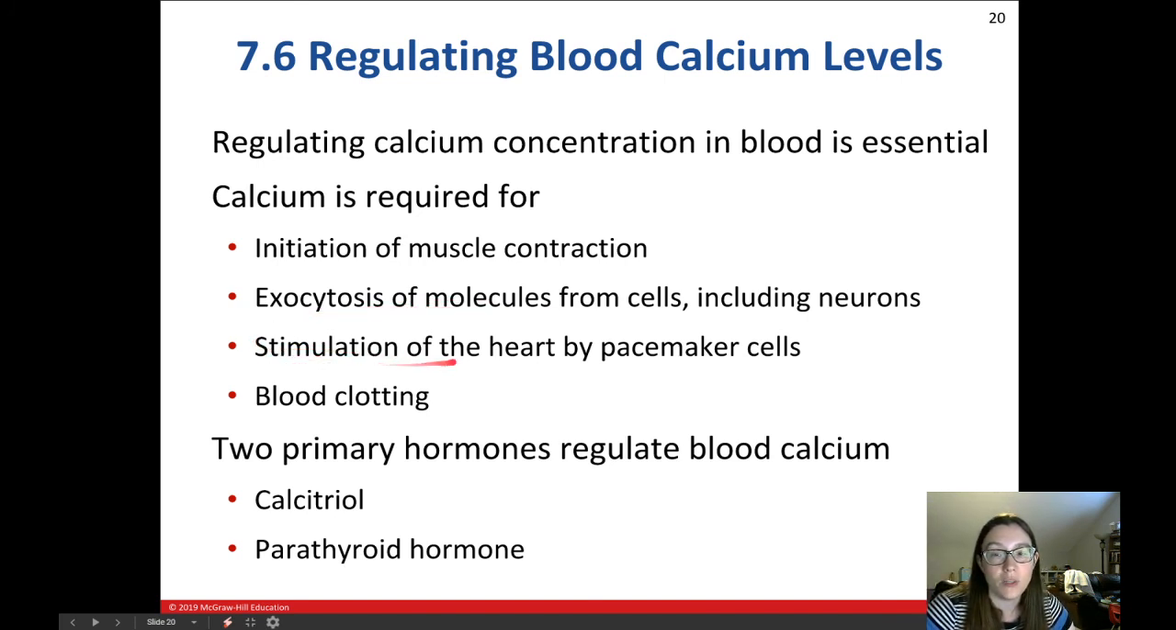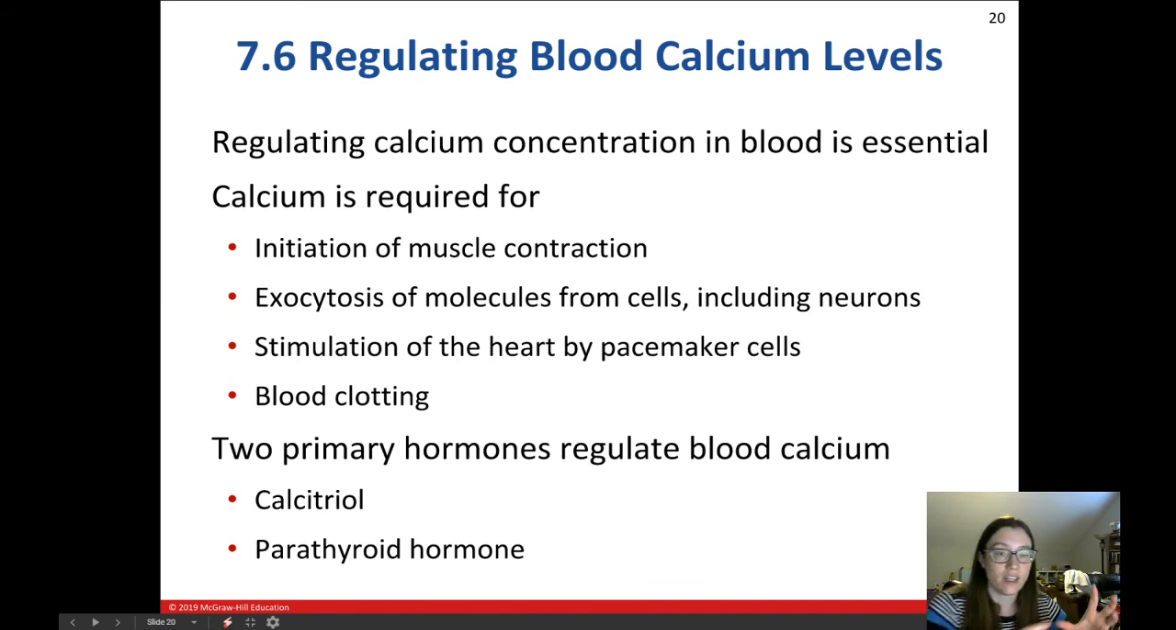It is important for stimulation of the heart by pacemaker cells. So our heartbeat and the regulation, our nodal cells, the heart rate and our heartbeat requires calcium. And calcium is required for like every step in blood clotting. So it's really important that we have calcium. And it's really important that we have the right amount of calcium because we don't want too much calcium either.